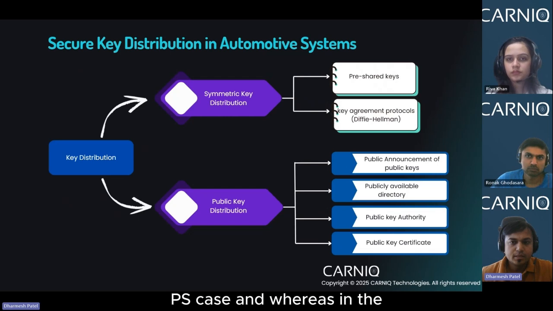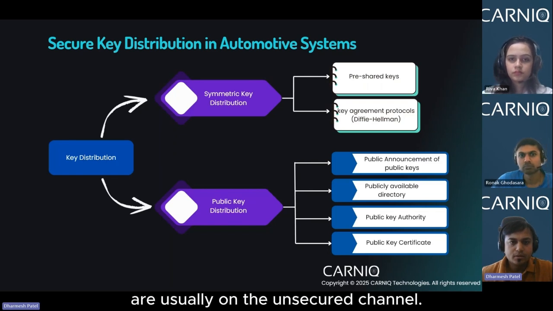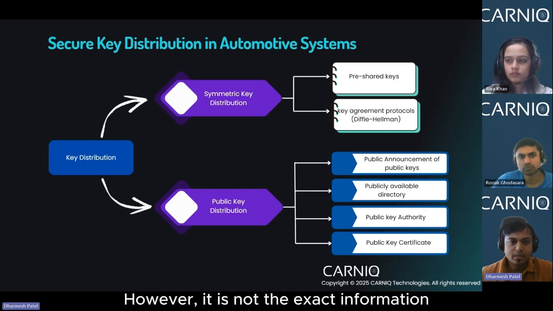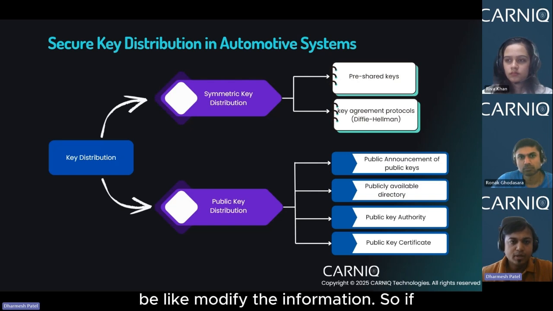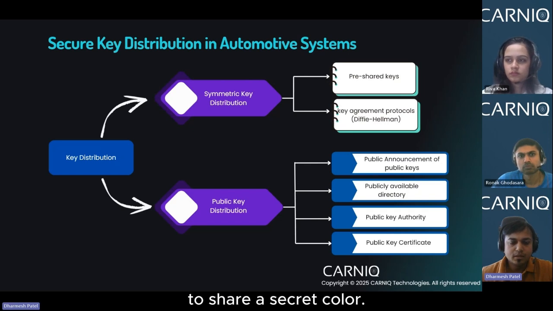Whereas in the key agreement protocol, the Diffie-Hellman method, the information shared between two parties is usually on an unsecure channel. However, it is not the exact information shared between the two parties. It would be modified information. If we discuss this with an example, let's understand that two persons, person A and person B, want to share a secret color.